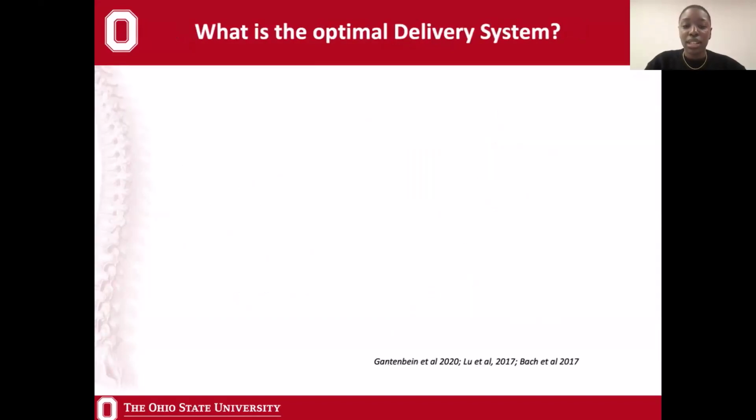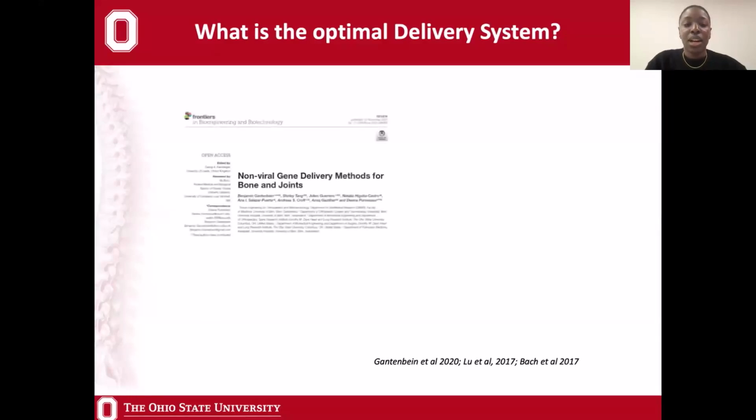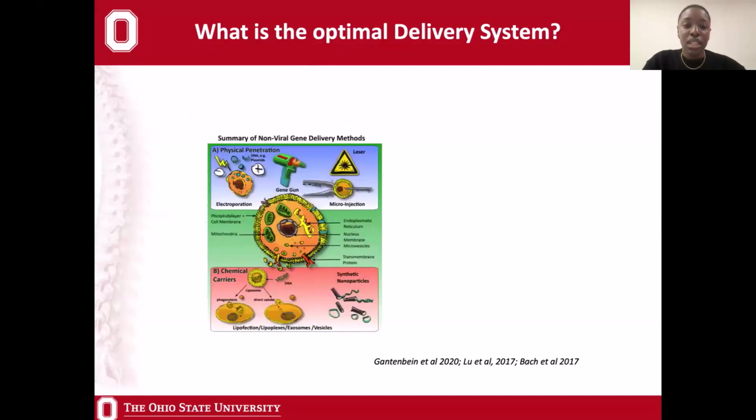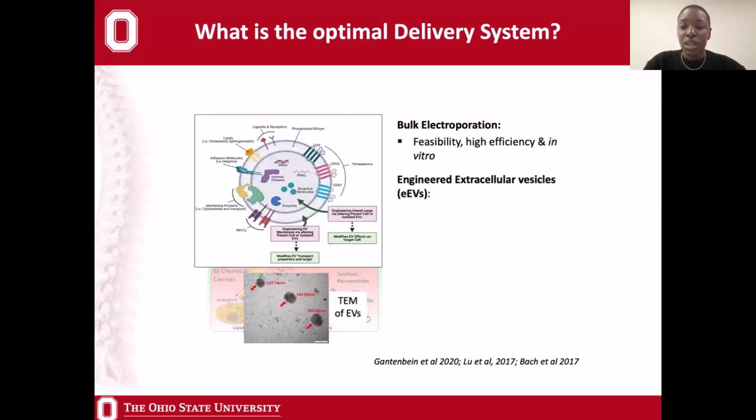After deciding on which factors we wanted to use, we then had to decide on a delivery system. A common delivery method is viral transfection. However, viral transfection can have issues with mutagenesis or an unwarranted immune response. So we wanted to use a non-viral delivery. There are a number of non-viral delivery methods, but we want to focus on bulk electroporation, namely because of its feasibility and high efficiency in vitro, as well as engineered extracellular vesicles.